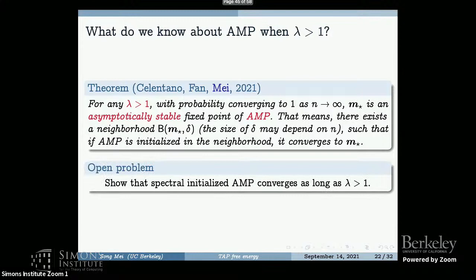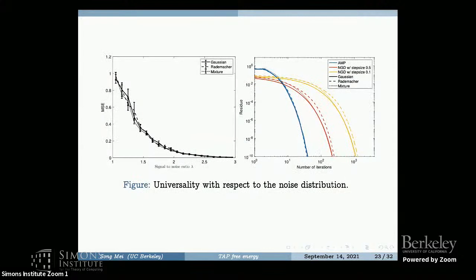Okay, so an open problem is, can we show that spectral initialized AMP converges as long as lambda is greater than the information theoretical threshold? This is what we don't know. This is conjectured to be true, but we don't know how to show it. Okay, so here we just want to show some universality results. The theorem is based on the noise being a Gaussian matrix, but we tried other noise matrices, and empirically the result is the same.